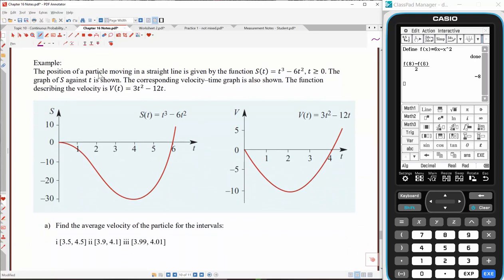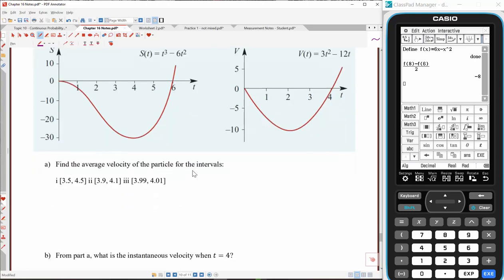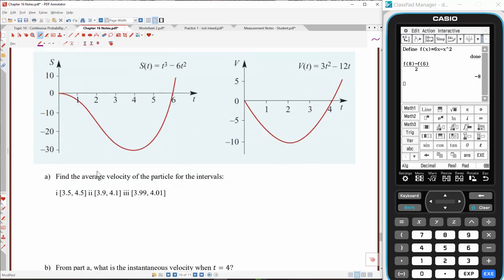Position of a particle moving in a straight line is given by this function here. We've got the function and we've got the velocity function as well that matches. So the corresponding velocity-time graph is also shown. So let's have a look. Find the average velocity of the particle for these intervals here. So 3.5 and 4.5. We want to get that average velocity.